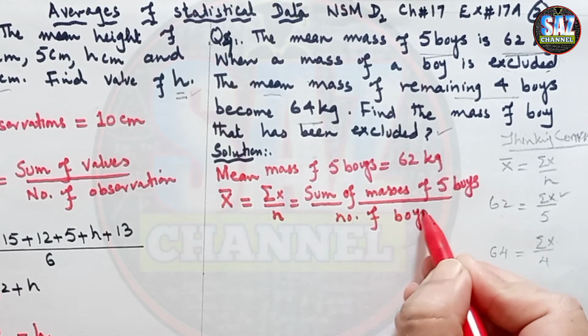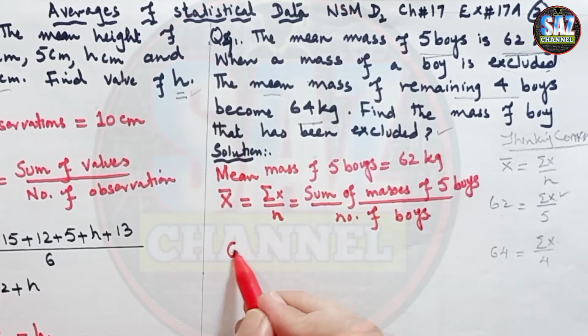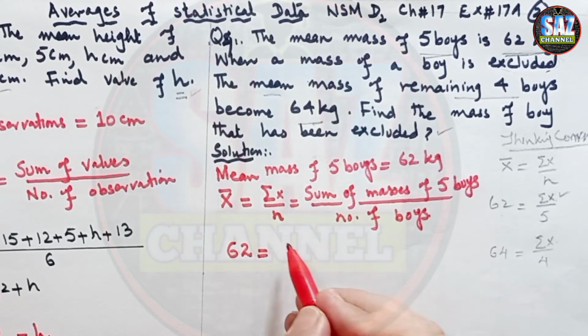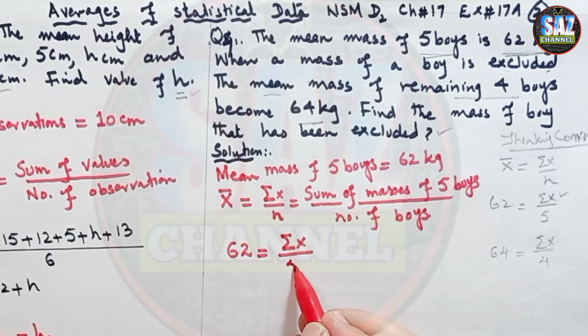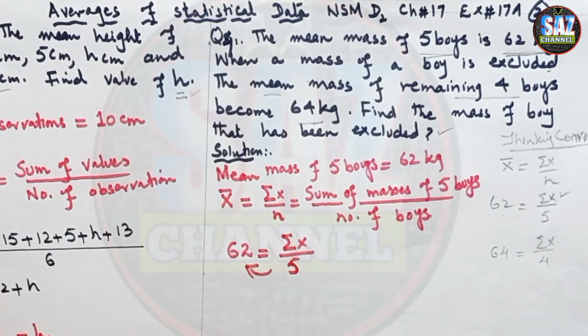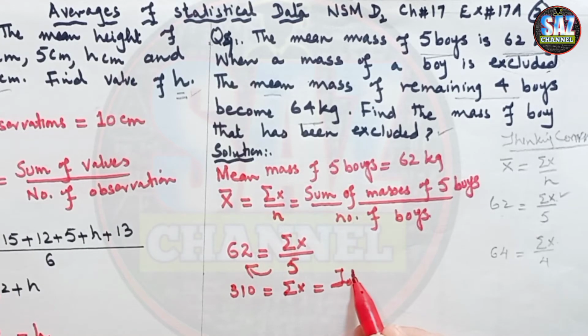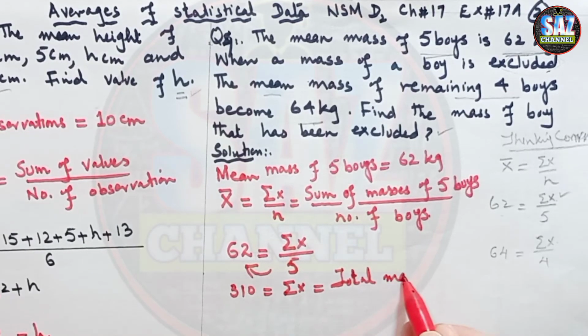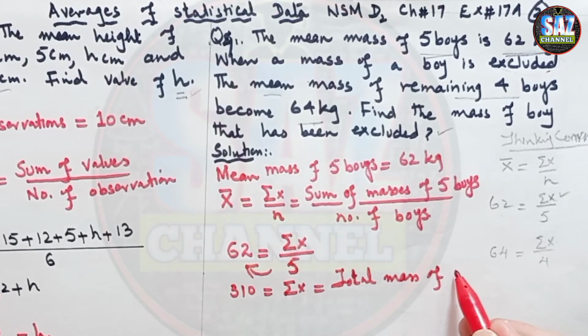Now, the mean is 62 and summation of x we do not know, and n is 5. Go for cross multiplication. 62 multiplied by 5. 5 twos are 10, 5 sixes are 30. Yes, 310. 310 is summation of x, which is the total mass of 5 boys.